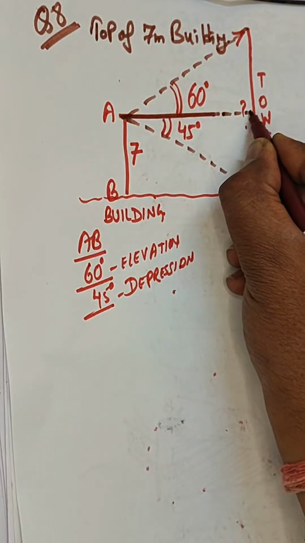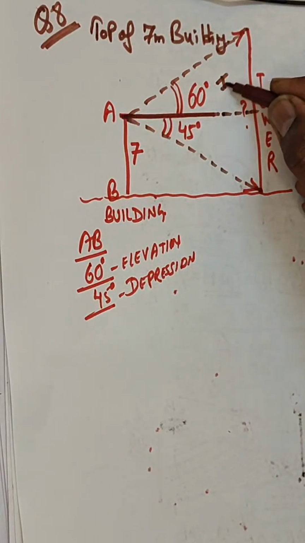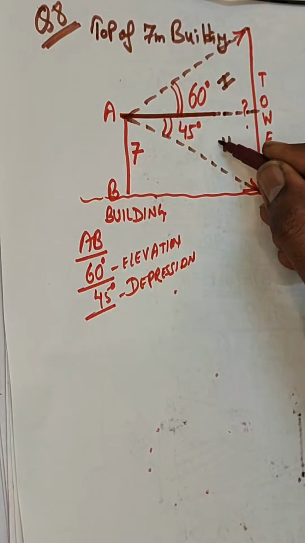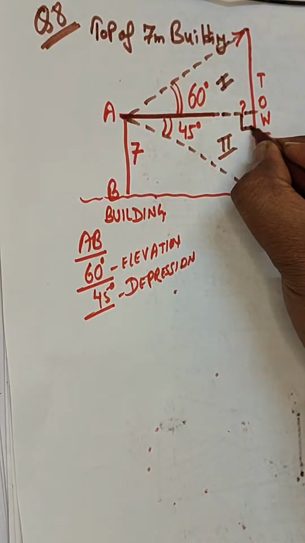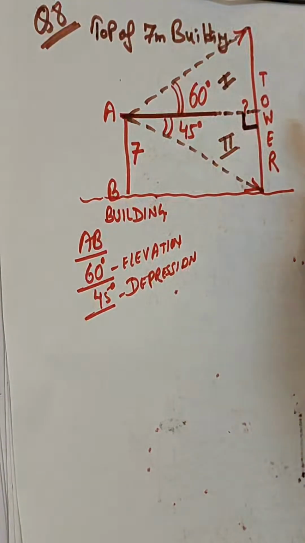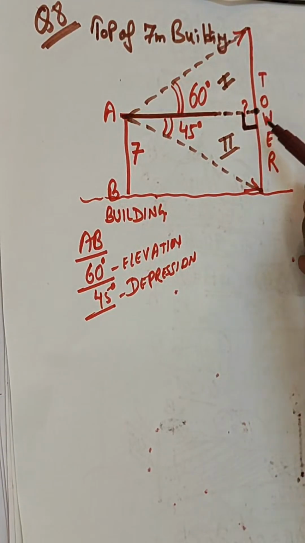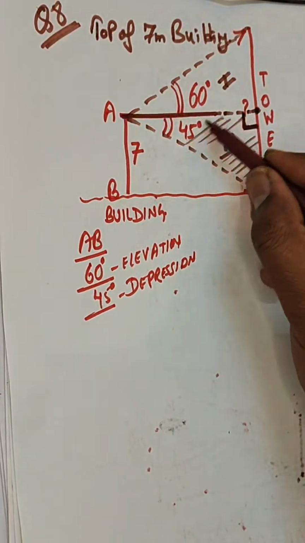If you just extend this line, you can see this is a right angle triangle, right? You can see here, this is also a right angle triangle. This is also a right angle triangle. And here this angle will be 90 degree, isn't it? Though it is an imaginary line, you are extending it and meeting it over here, right? But you can see this is a right angle triangle, isn't it?